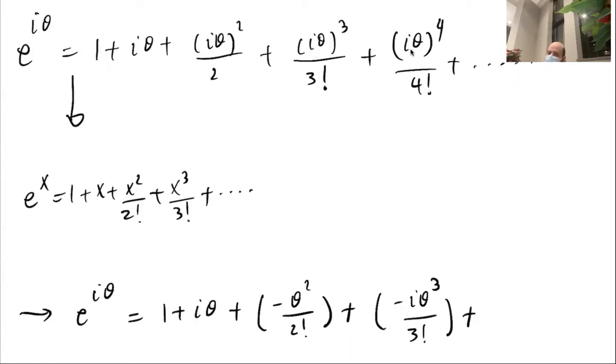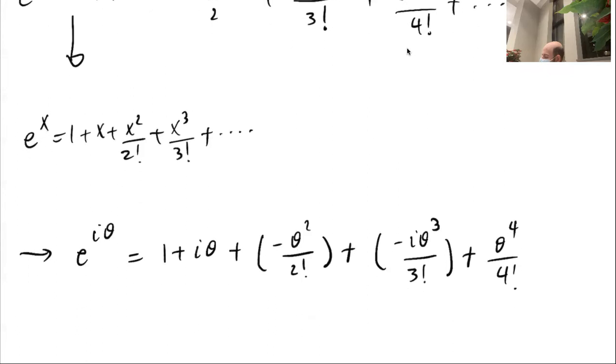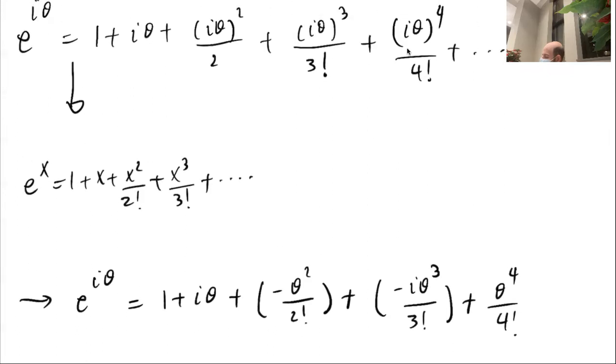And then i to power 4 here. i to power 4 means i squared, the whole squared. i squared is minus 1. Minus 1 squared will be 1. So then this will be 1 times theta to power 4 over 4 factorial and plus the remaining terms.